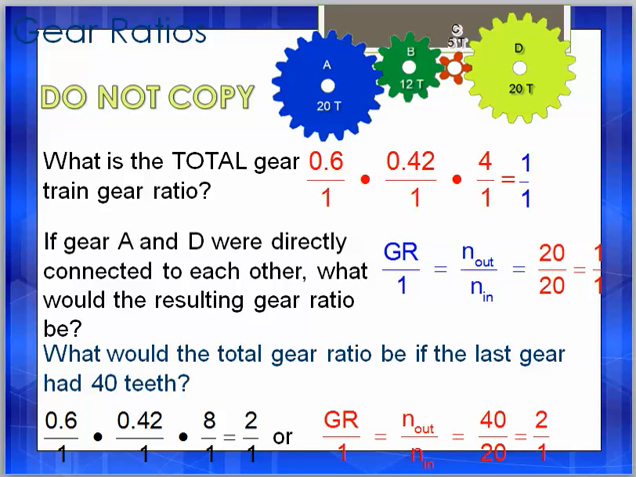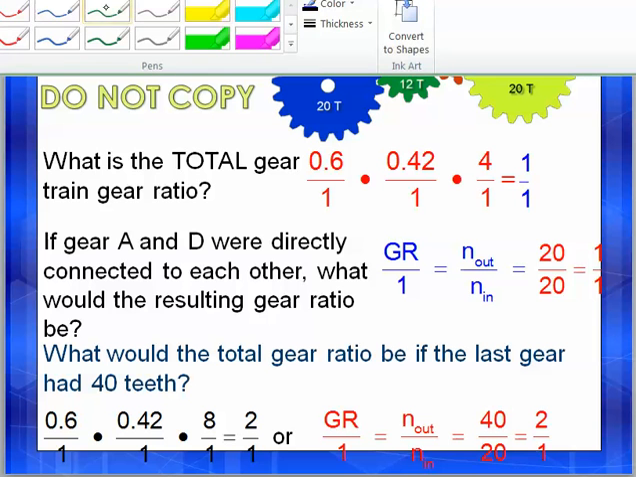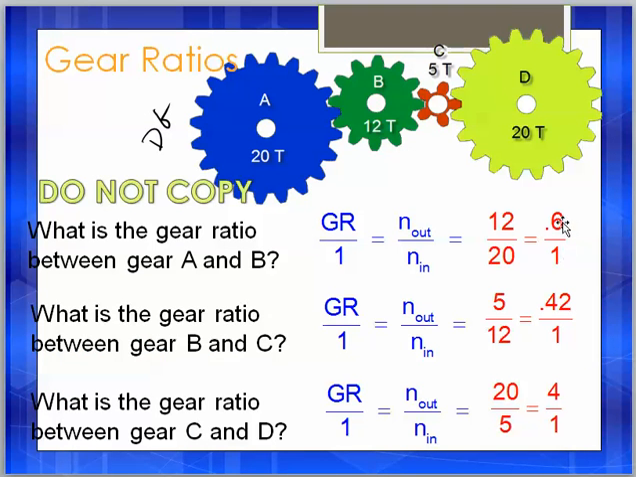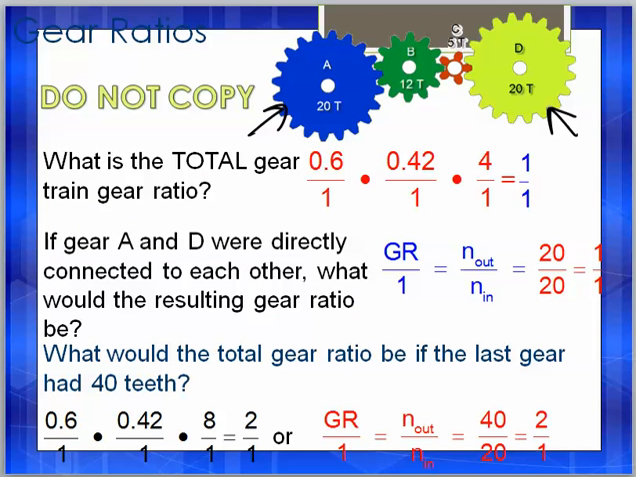What is the total gear train ratio? Well, what we're going to find out here is that the only two that really count are the first one and the last one. The other ones cancel themselves out. And that's what they're showing you here with A and B, and then B and C, 0.6 and 0.42. If we multiply all of these gear ratios up, we get 1 to 1.